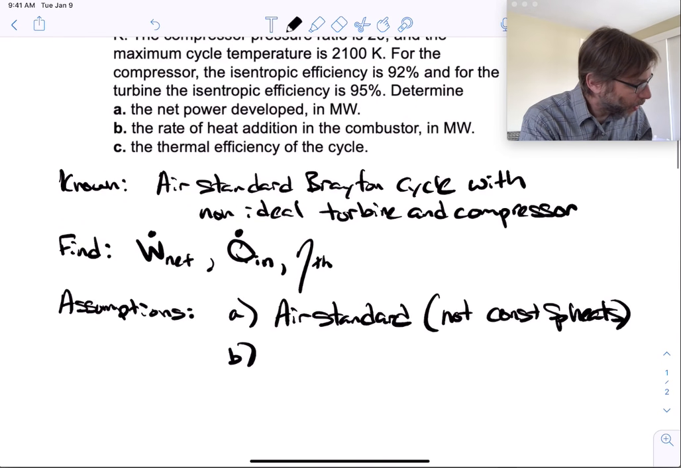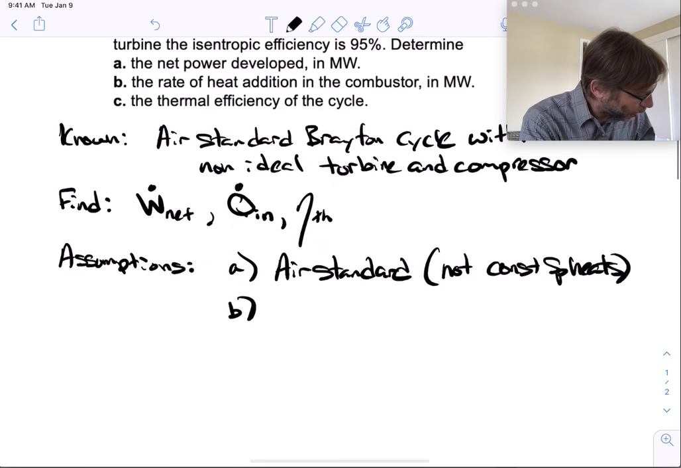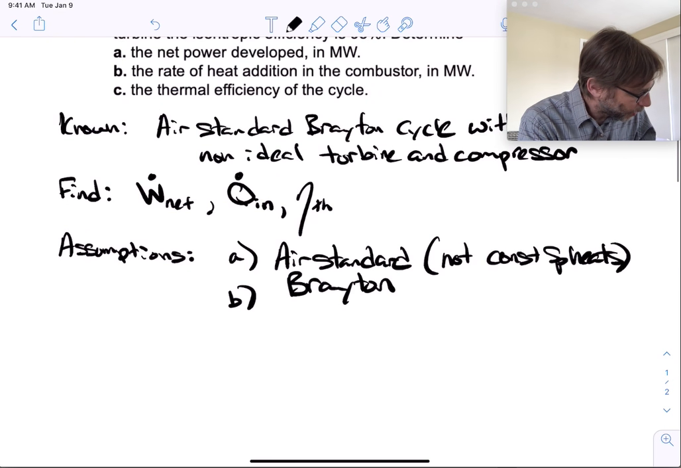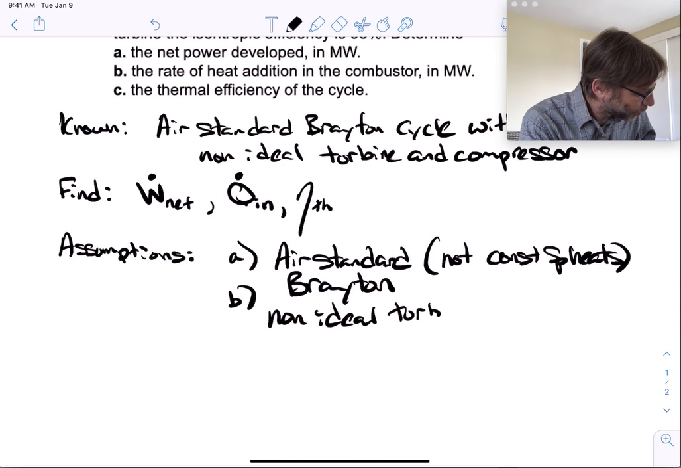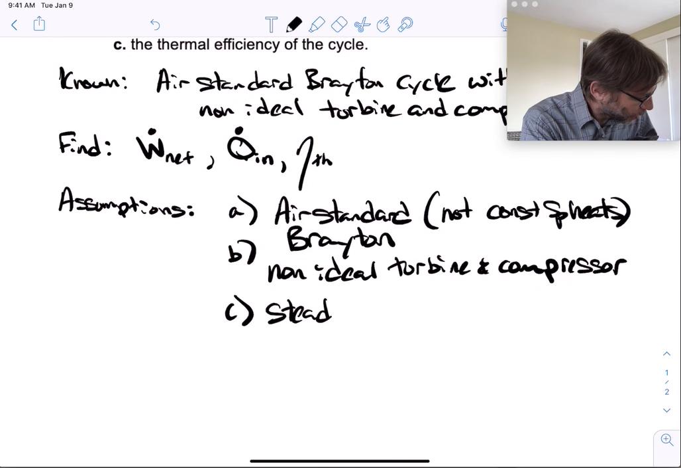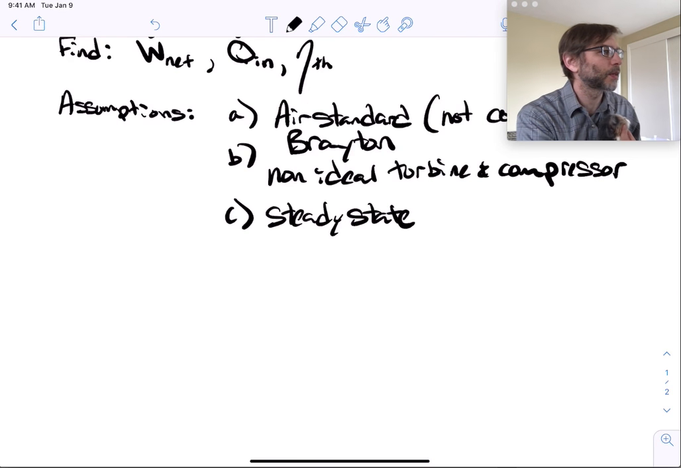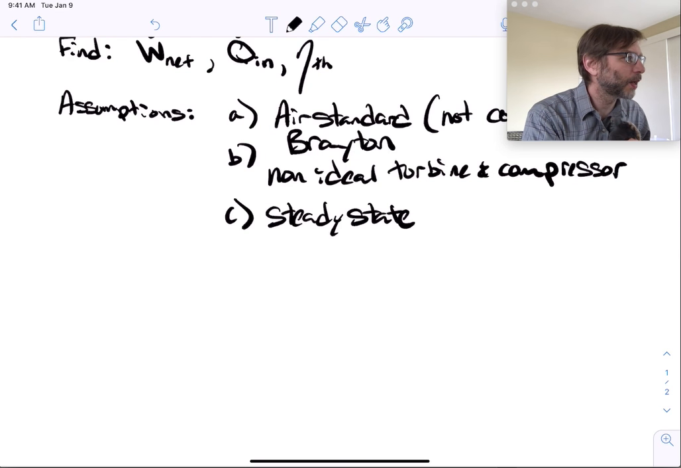So B, let's see, anything else we need to do? Air standard cycle, we'll just say, because that takes care of all that stuff. We have non-ideal turbine and compressor. C, we assume it's all at steady state. All right, so steady state meaning that we can just analyze it the way we typically analyze these things.